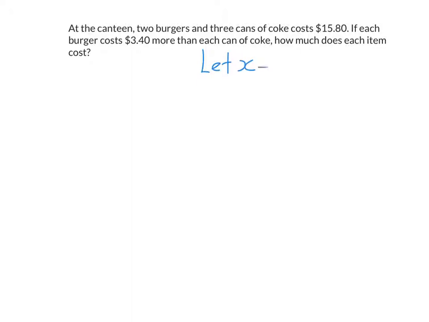So I'm going to let x equal the cost of a burger, and I'm going to let y equal the cost of a Coke. Of course, it doesn't matter the order. It doesn't matter if you let y be the burger and x be the Coke. It really wouldn't change at all. So we've got two variables. Now, to find what they are, we can't have just one equation.